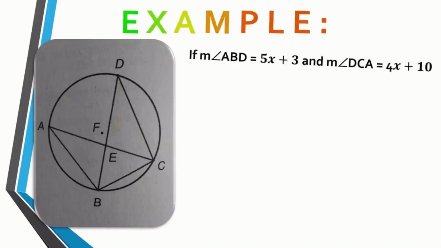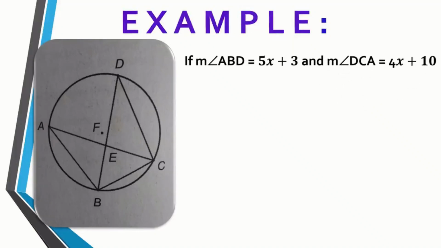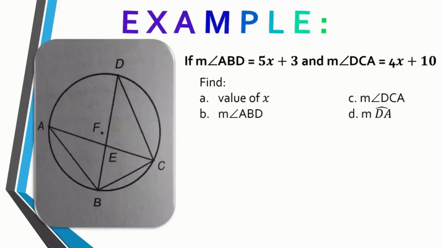Let's have another example. In circle F, if the measure of angle ABD is equal to 5x plus 3, and the measure of angle DCA is equal to 4x plus 10, find the following. Letter A, the value of x. B, the measure of angle ABD. C, the measure of angle DCA. And D, the measure of arc DA.